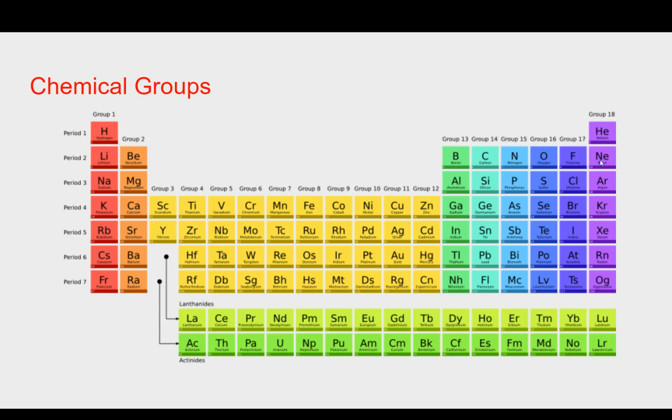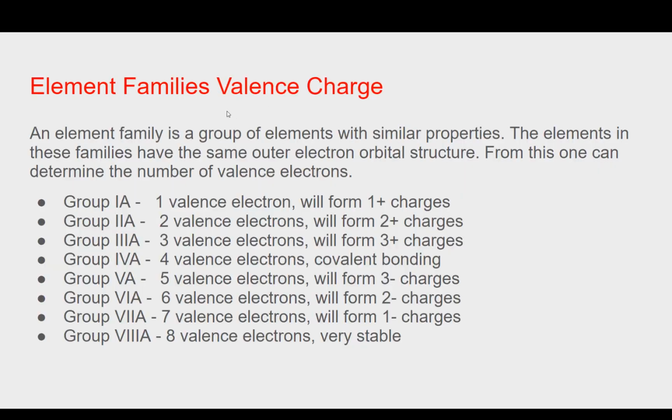We're going to look at these because, with the big 8, you can really tell a lot about the number of valence electrons by knowing what chemical group or family they're in. A family is a group of elements with similar properties, and we're going to look at families a little bit closer in our next video. The elements in these families have the same outer electron orbital structure. From this, we can determine the number of valence electrons.